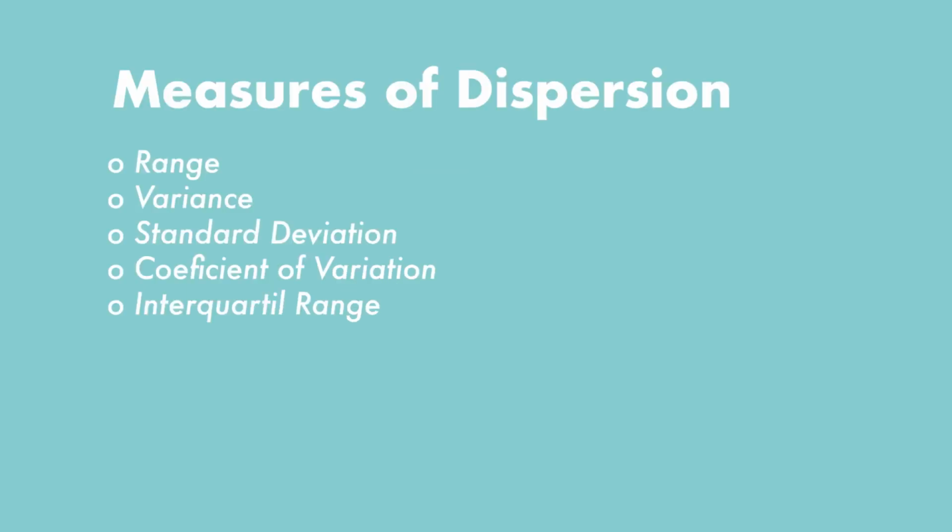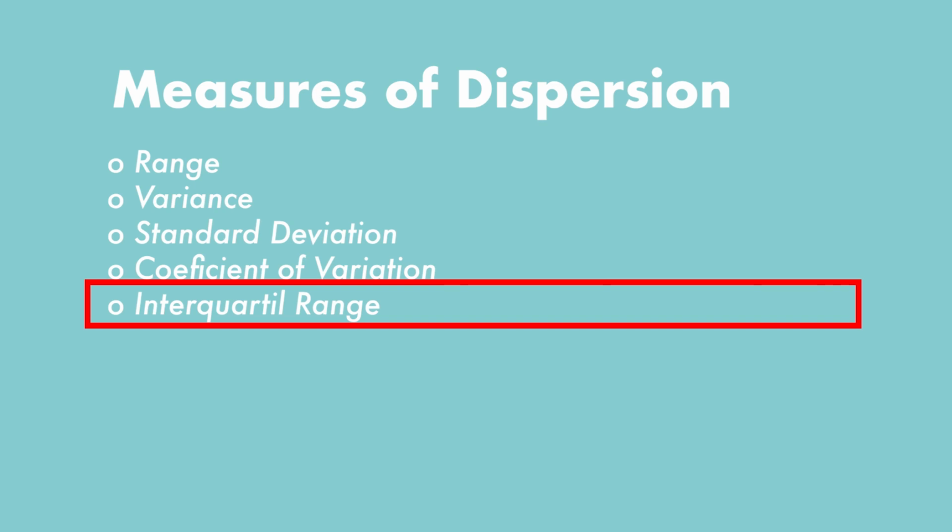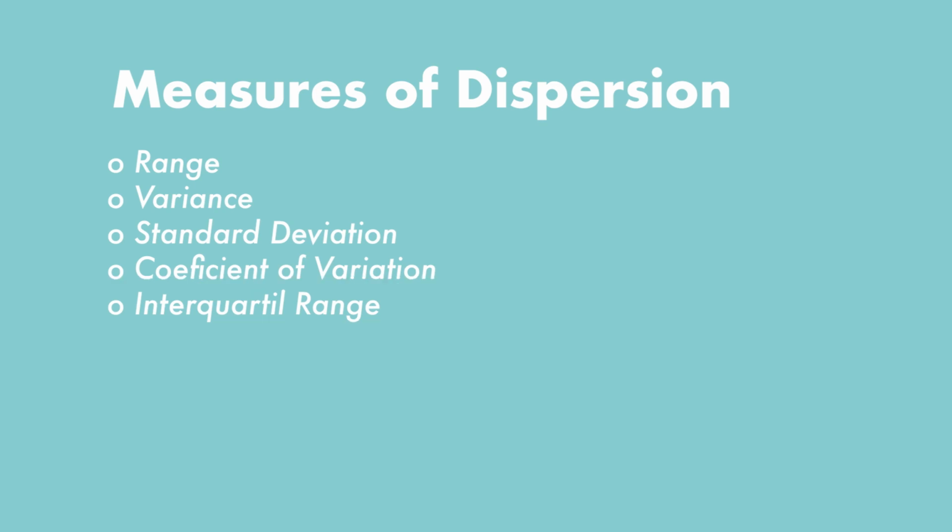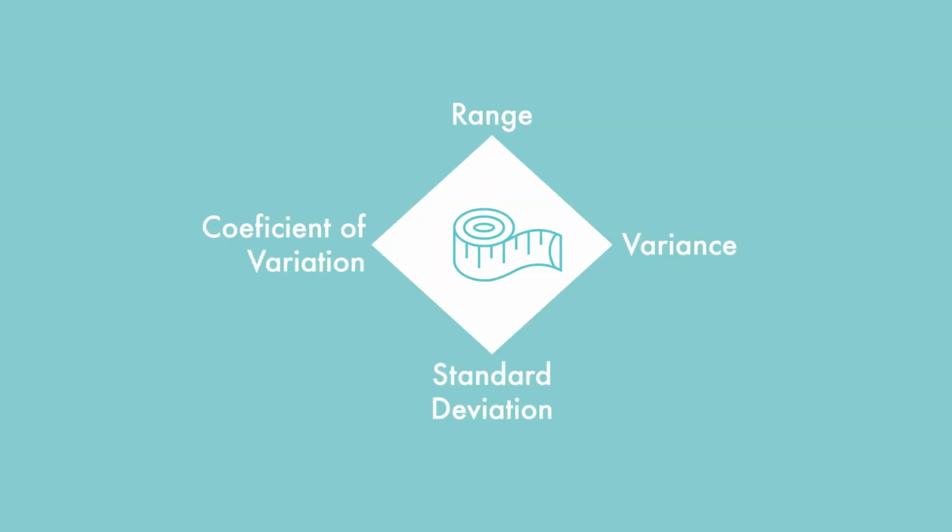Here I present a non-exhaustive list of dispersion measures: range, variance, standard deviation, coefficient of variation, and interquartile range. While these measures have their utility, today we will focus on four measures. The first four measures: range, variance, standard deviation, and coefficient of variation.